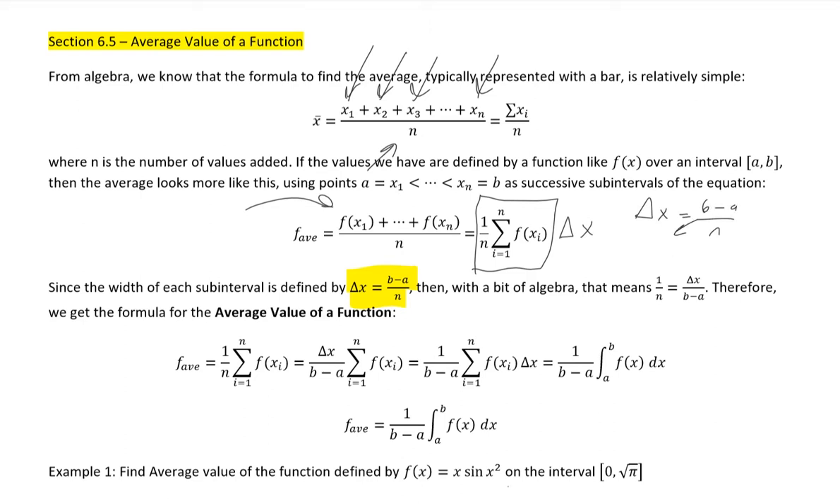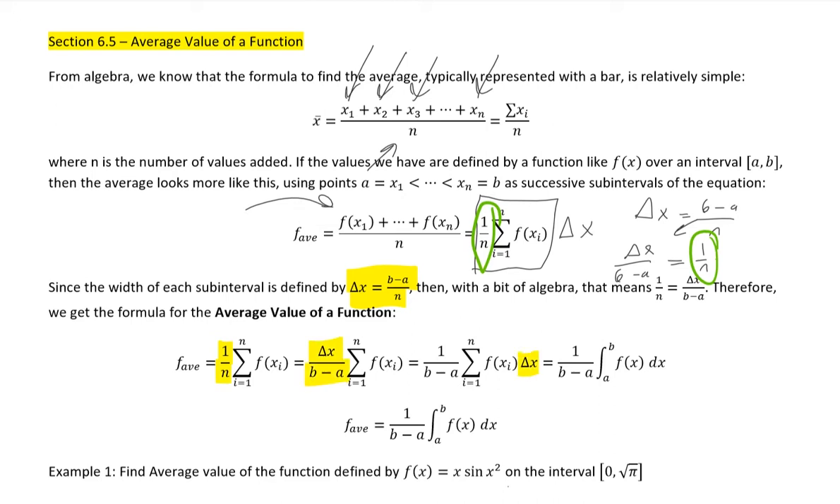I can divide b minus a to the other side and have delta x over b minus a equals 1 over n. That will allow me to replace the 1 over n that I had next to that summation with delta x over b minus a. So therefore I get 1 over n replaced with delta x over b minus a.